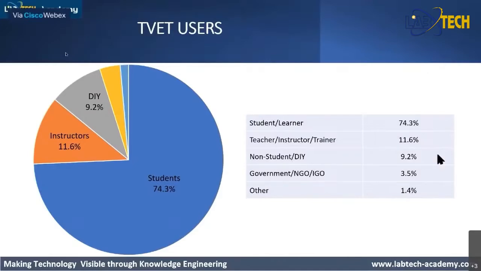So let's look at what type of TVET users. This is based on LabTech Academy, over 26,000 users around the world, and these are the types of learners. So it's not just students. Yes, they're a large part of it, 74.3%, but then we've got the teachers, the instructors, the trainers, the professors, 11.6% of those users. And then we've got DIY, 9.2%, government, NGO, 3.6%, and other 1.4%.